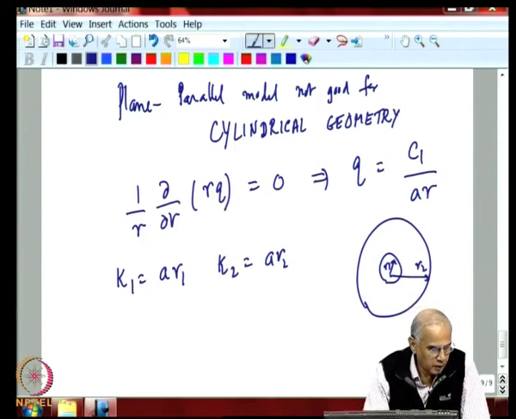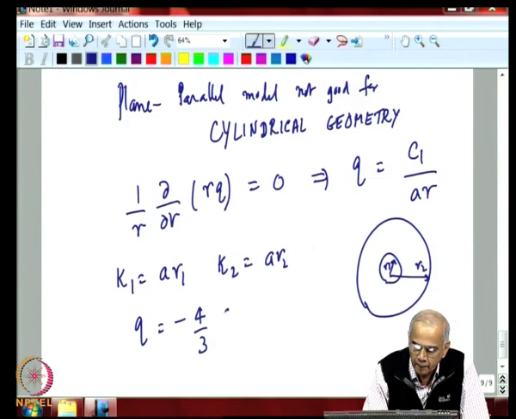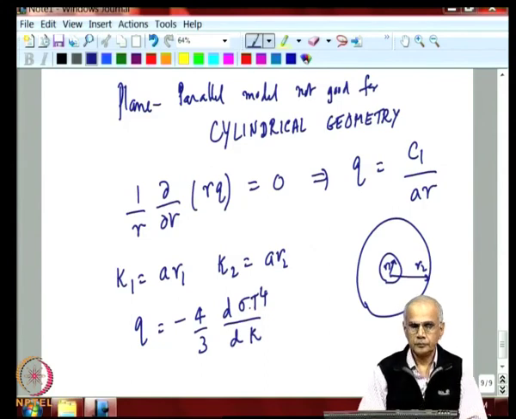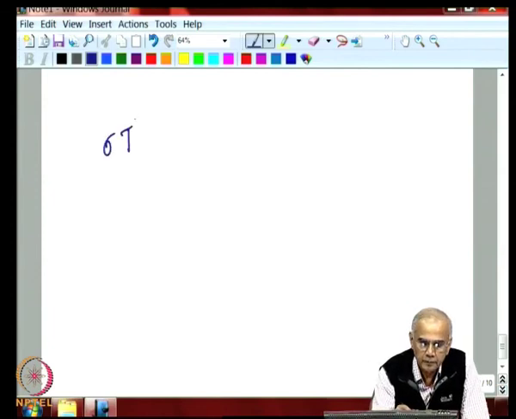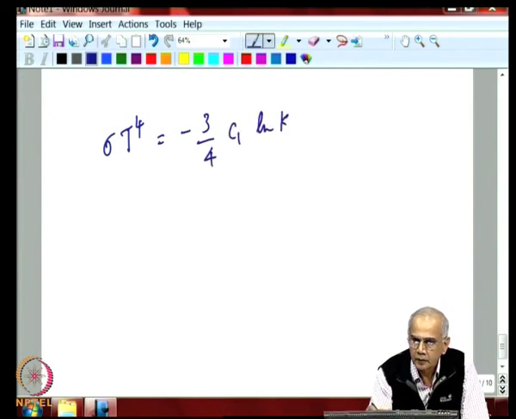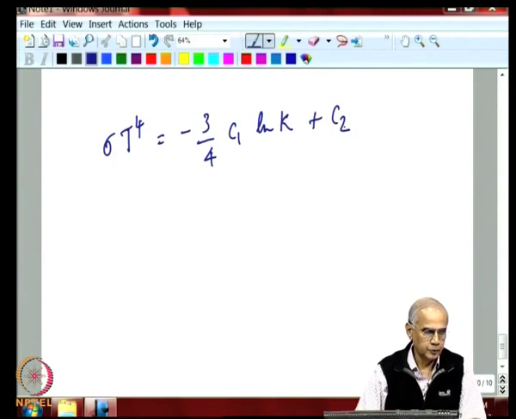Then again we will appeal to the diffusion model and write Q as minus pi by 3 d of d to the power of 4 by d kappa, the optical depth. If you do that, you recall that the solution will be plus C2. So, this is quite well known.